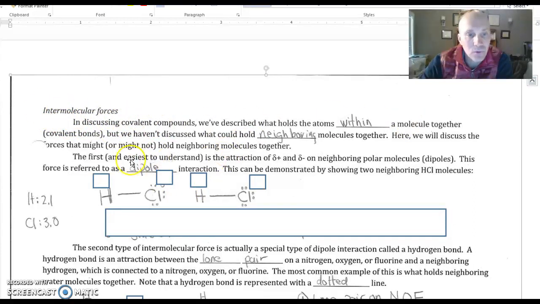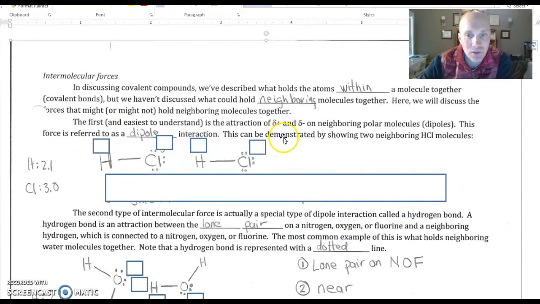So there's a couple of different types of these forces, and the first and probably easiest to understand is what's called a dipole or a dipole-dipole interaction, because it actually requires two dipole molecules. First of all, a little reminder about what a dipole molecule is. It's a molecule that has an overall slightly positive and slightly negative side to it. And it's caused by the presence of a polar bond, or at least one polar bond.